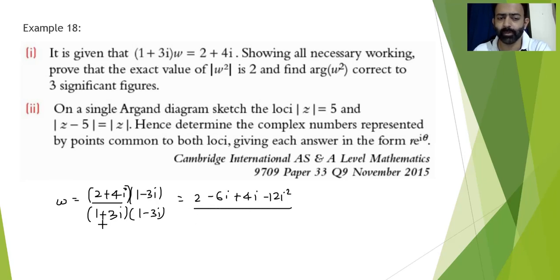Divided by a square plus b square, because i square will be minus 1, that will make minus b square into plus b square. So I'm writing this as just 10. Your numerator will become 2, this will be plus 12, which is 14, minus 2i, divided by 10. I can take out 2 as a common factor in the numerator and denominator. So this w can be written as (7 minus i) divided by 5.